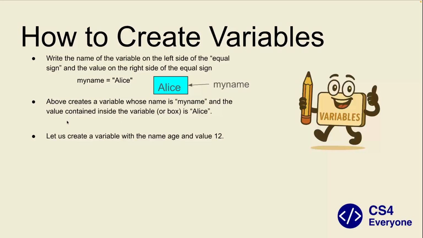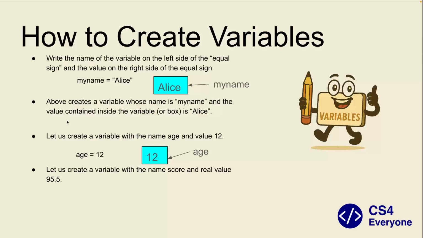Let us create a variable with the name age and value 12. age equals 12. The name of the box is age, and 12 is inside the box age. Let us create a variable with the name score and value 95.5. score equals 95.5. The name of the box is score, and 95.5 is in box score.